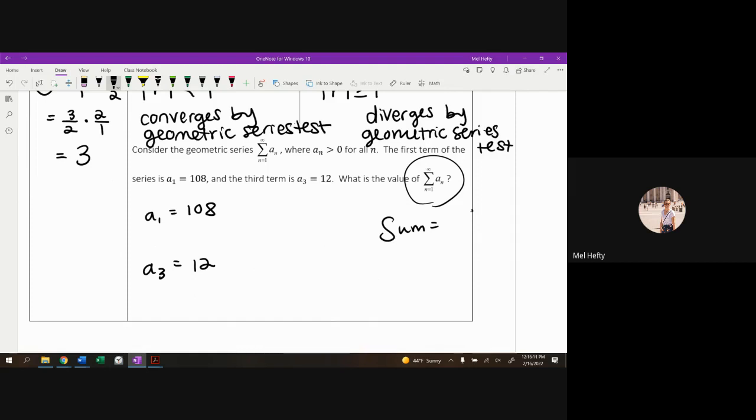So I know I need to do a over 1 minus r. Do I know either a or r yet? I know a. A is the first term, so what number is a? 108. I would like you, with your neighbors, to try to figure out what is r. It may be helpful to try to figure out what you think a sub 2 is in the process. Try to find me r. What number do I multiply by each time to get the next term? I'm going to walk around for a little bit.